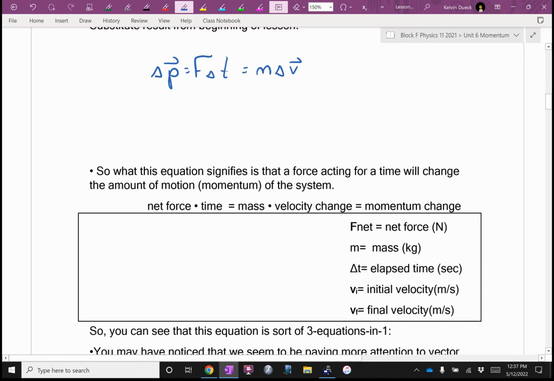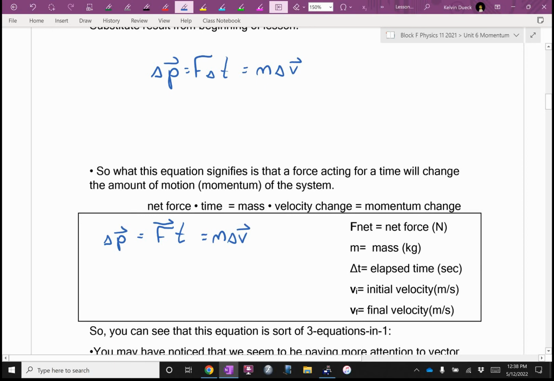So what does this mean? If you want to change an object's momentum, make it speed up or slow down. What's a fancy word for speed up or slow down? Starts with letter A. Accelerate. If you want to cause an object to accelerate, you need an unbalanced what? Here's what it's saying. If you apply an unbalanced force for a certain amount of time, you're going to cause an object to speed up or slow down. And we give this concept the name impulse.